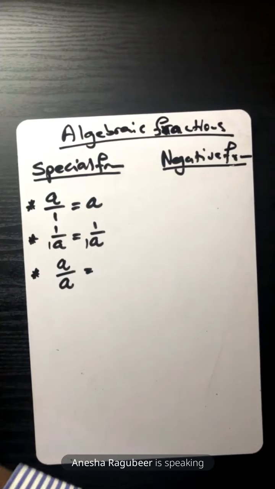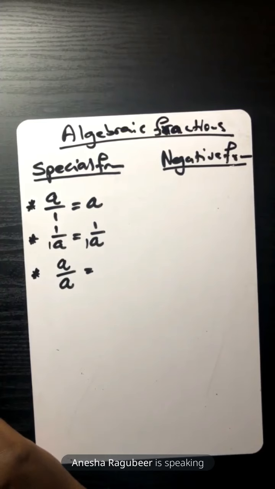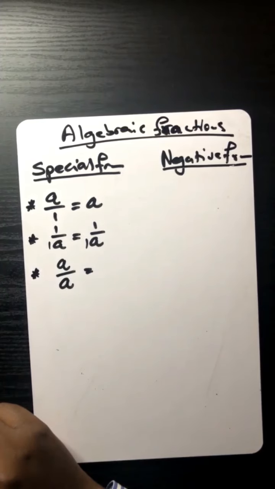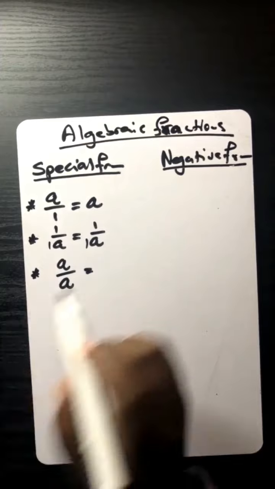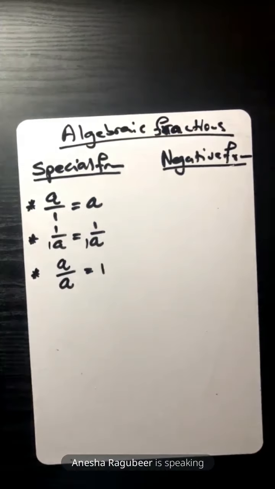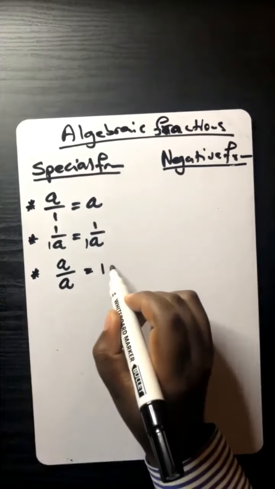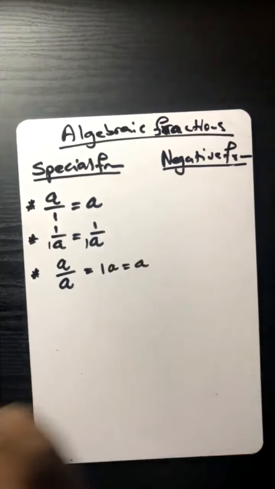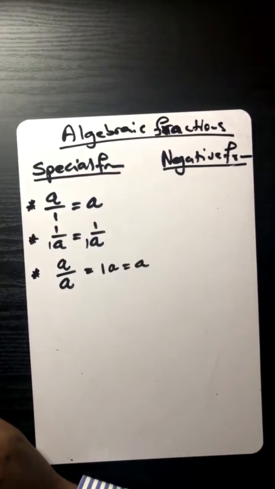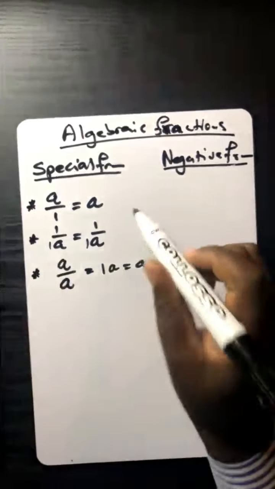So since both of the a's have an invisible 1, it'll still be 1 over 1, which will give me 1a, which will be a. So say 1a, which will be a. Yes, sir. So let's have a look.